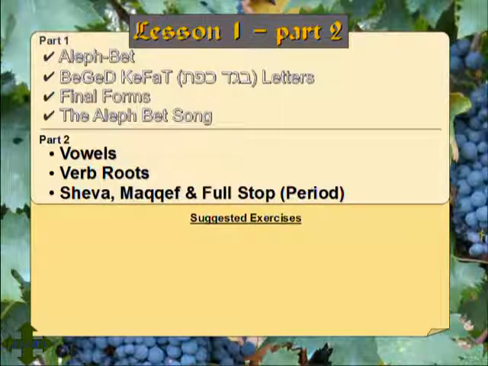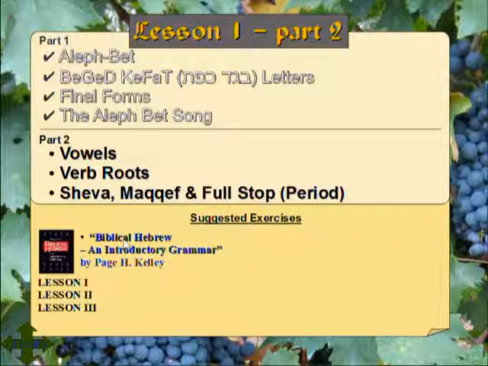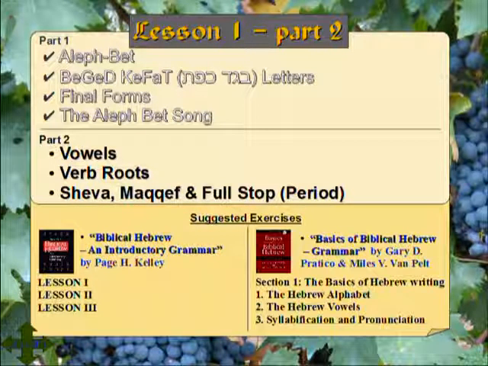Okay, now the suggested exercises for Lesson 1, as stated earlier, in the Biblical Hebrew and Introductory Grammar by Paige H. Kelly, Lesson 1, 2, and 3. And this is for Part 1 and Part 2. And in Basics of Biblical Hebrew Grammar by Gary D. Pratico and Miles V. Van Pelt, Section 1, the Basics of Hebrew Writing. And you can do Lessons 1, the Hebrew alphabet, 2, the Hebrew vowels, and 3, syllabification and pronunciation.